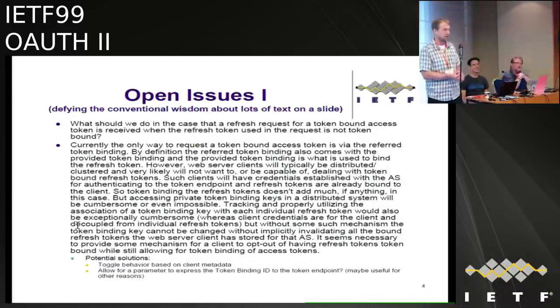We did discuss this a little bit yesterday to try to clarify our own thinking about it. The other option would be to allow for some sort of parameter on the token endpoint request for the client to express the token binding ID that it would like the access tokens to be bound to. It could do that without negotiating token binding, without providing the provided token binding, which would then mean that the authorization server would have no way to bind the refresh token, but it would have data sufficient to bind the access tokens. I was kind of liking this approach for a while.